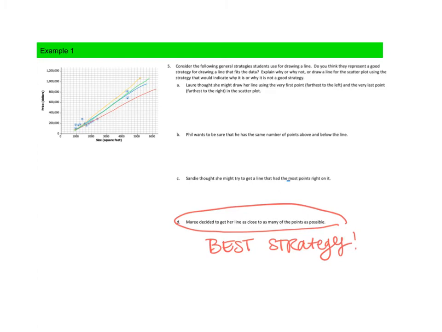Okay. Phil wants to be sure it has the same number of points. That's not something that has to happen because sometimes you're going to have a lot more above the line than below, or vice versa, and that does not affect your trend at all.